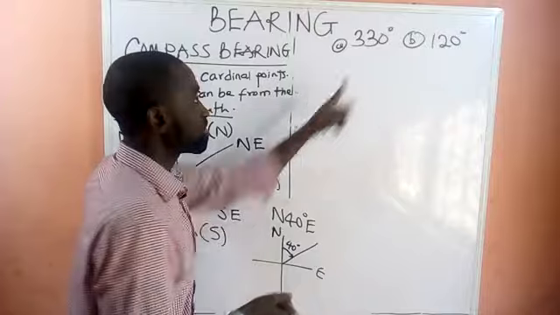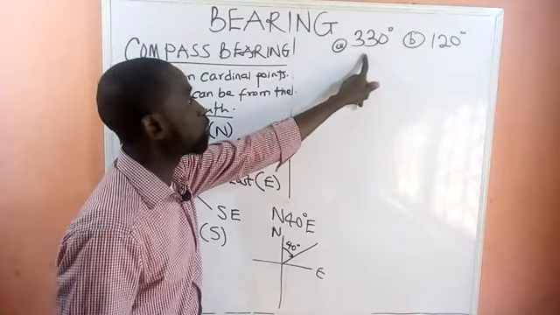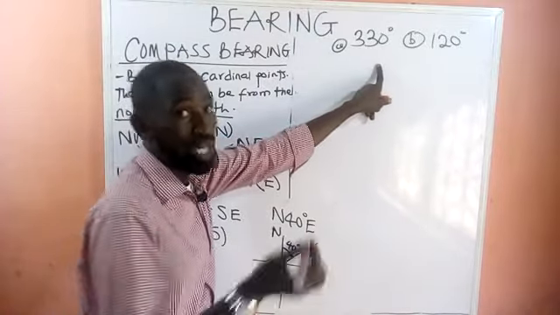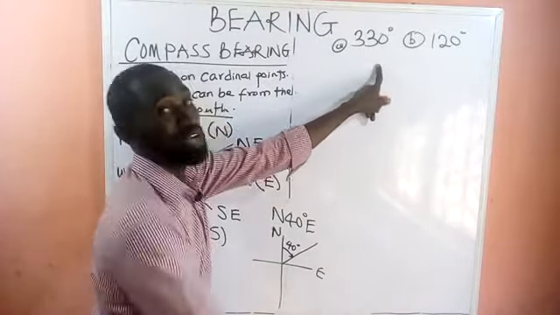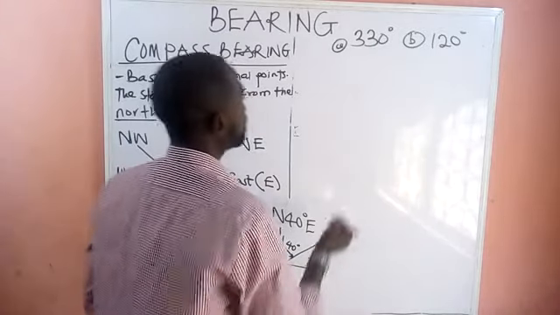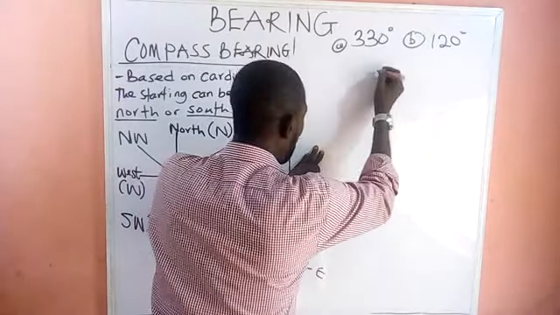Let me draw this diagram. So what type of bearing is this, class? This is a 3-digit bearing. We're now asked to convert it to compass bearing. Meaning it must have something like northeast, southeast, southwest, or northwest. Are you with me? So let's see what will happen.